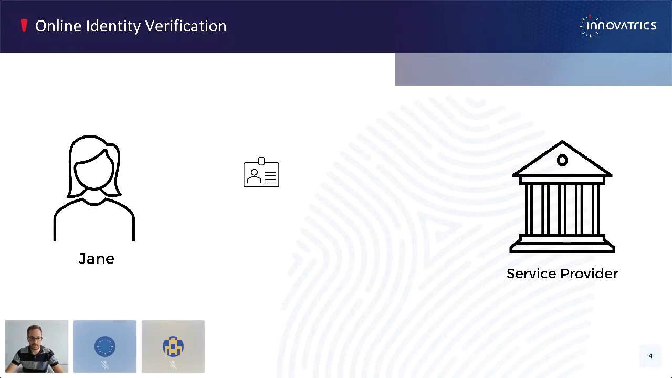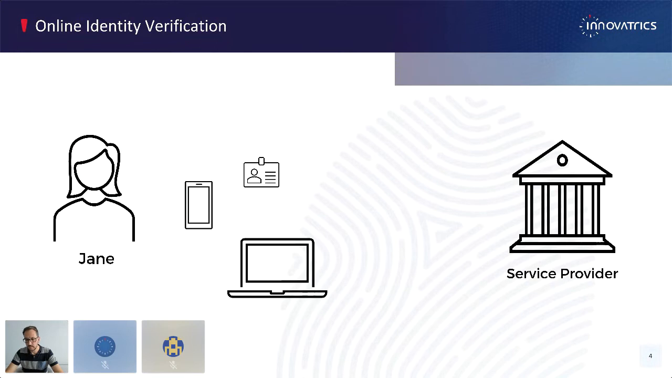So traditionally, of course, she could go to the service provider directly and display her ID, but this is not what Jane really wants to do. She is a young millennial. She wants to do everything using her mobile or a laptop at worst. Or maybe she's an elderly woman during lockdown, and in these days it's really too risky for her going out.